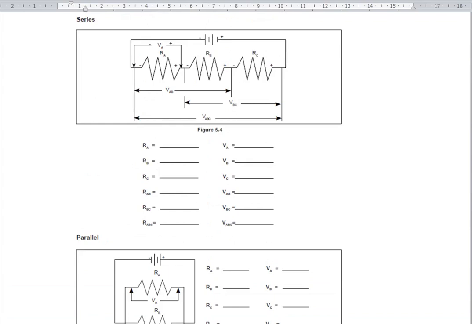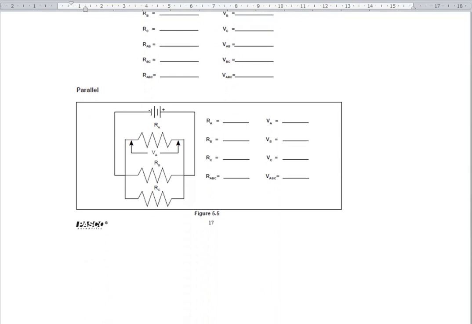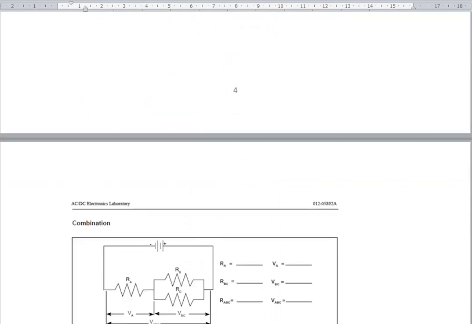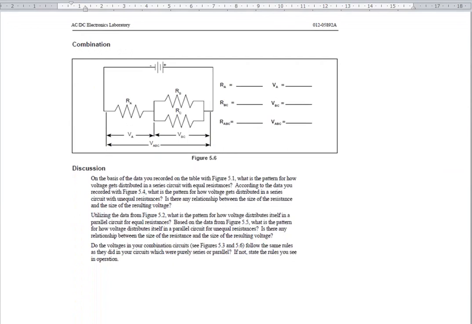So now RA, RB, RC, we know them. The value of the battery is 3 volt, and you need to find RAB. So RAB again is the equivalent resistance of RA and RB. RBC is the equivalent resistance of RB and RC. RABC is the equivalent resistance for the three resistors. And you need to find these values of voltages. So this is for the series connection. You do almost the same thing for the parallel connection for this circuit, and for the last figure also, you do the same thing for this combination of series and parallel connections.